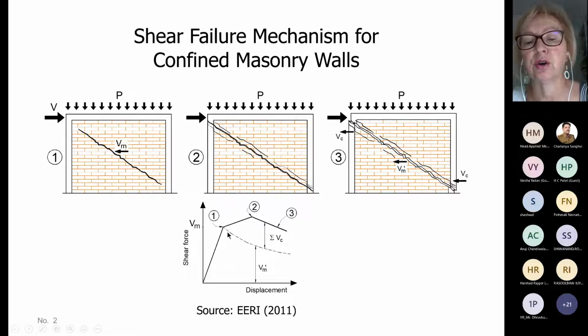You can see that if there were no tie columns, the capacity would drop after the cracking. After point 1, there would be an immediate decrease in the capacity. That would be the case for unreinforced masonry. So here we can see the benefit of combining elements in increasing the shear capacity of a confined masonry wall.